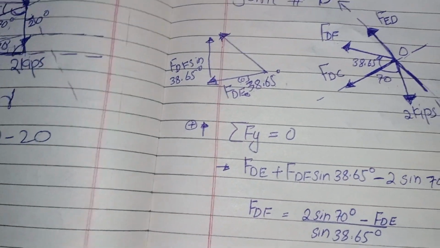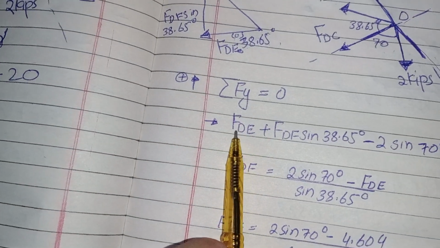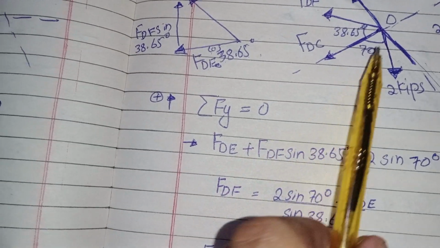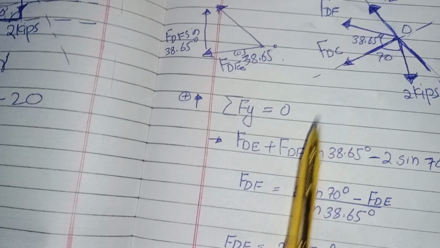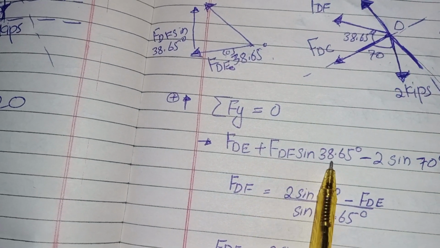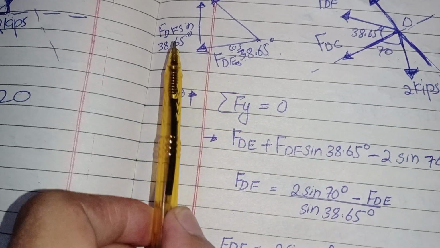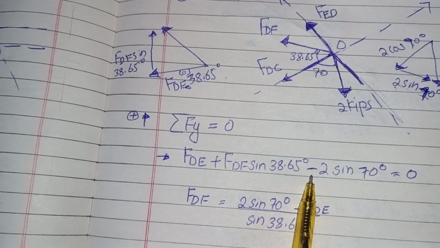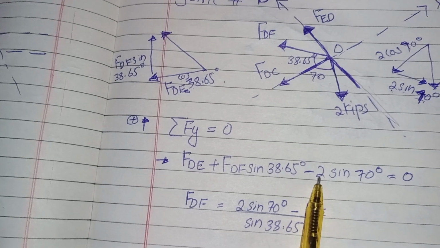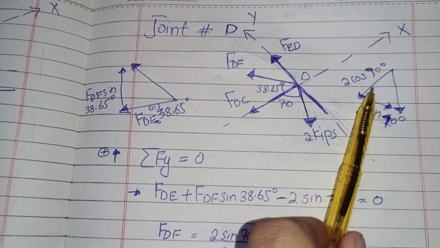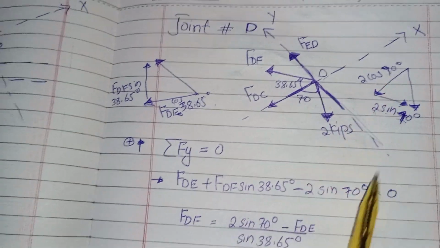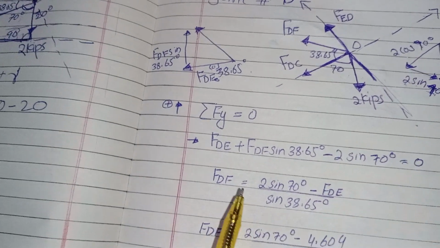so summation of Fy equals 0. FDE, which is this force, plus FDF sine 38, which is this force, and negative this force, which is this component of load 2. Negative 2 cos 70, negative 2 cos 70 equals 0.